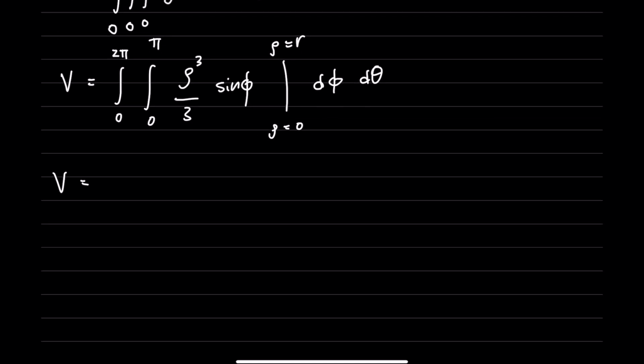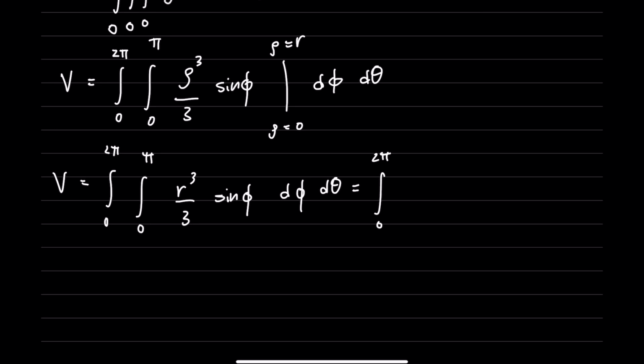So the volume is just the integral from 0 to 2 pi, and the integral from 0 to pi of r cubed over 3 sine phi d phi d theta. If we integrate with respect to phi, we're going to have the integral from 0 to 2 pi of r cubed over 3, and the integral of sine is negative cosine. So negative cosine phi, evaluated when phi is equal to 0 and phi is equal to pi, d theta.